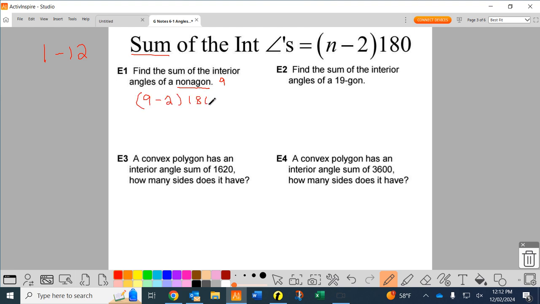Now you got to be careful on this calculator. Please listen to me. If you do not hit the equals button in between for the parentheses, you're going to get a different answer. So grab your calculators. Do the 9 minus 2 first, hit equals. 9 minus 2 equals. Times 180 equals. What's that give you?